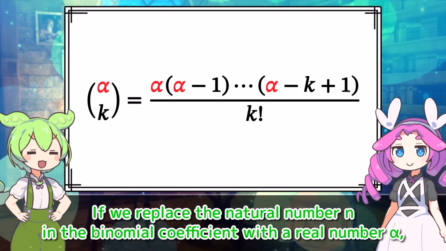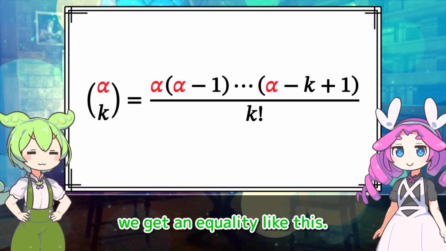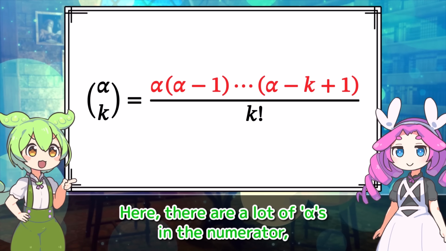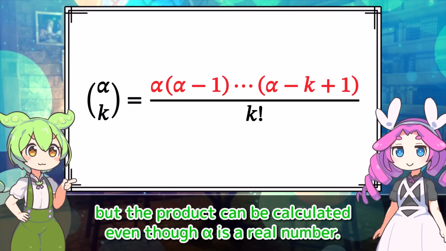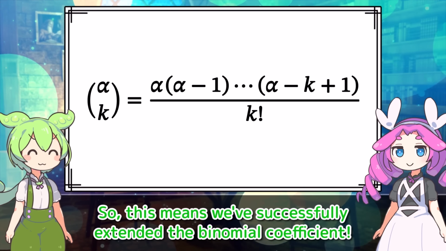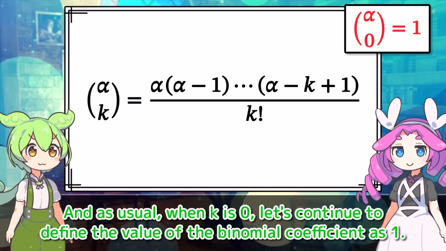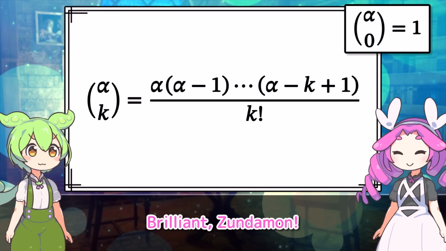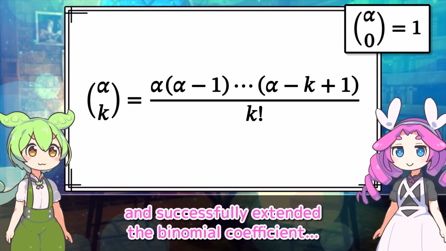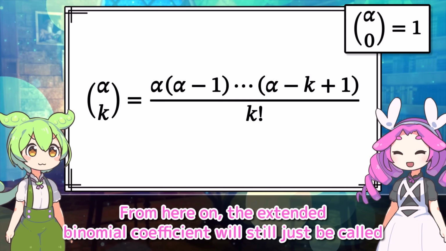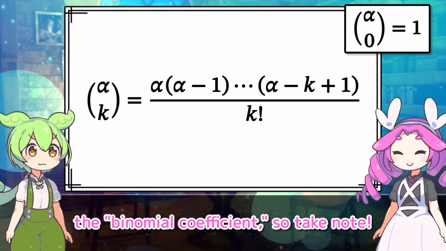If we replace the natural number n in the binomial coefficient with a real number, alpha, we get an equality like this. Here there are a lot of alphas in the numerator, but the product can be calculated, even though alpha is a real number. So this means we've successfully extended the binomial coefficient. And as usual, when k is 0, let's continue to define the value of the binomial coefficient as 1. Brilliant, Zundamon. We've moved away from its meaning as a combination, and successfully extended the binomial coefficient. From here on, the extended binomial coefficient will still just be called the binomial coefficient, so take note.